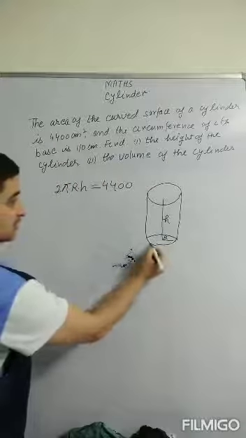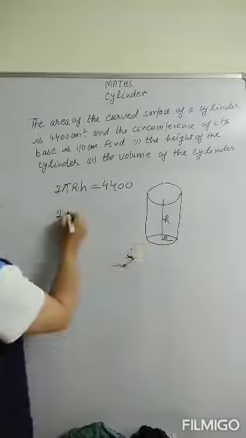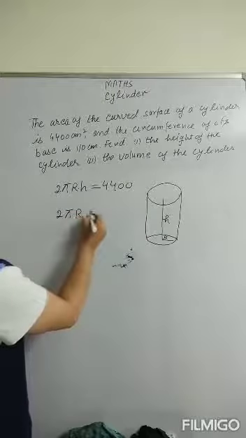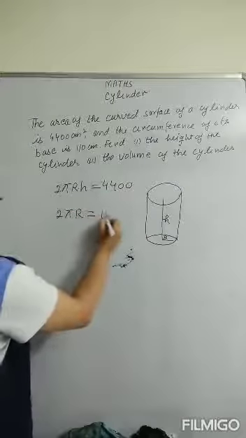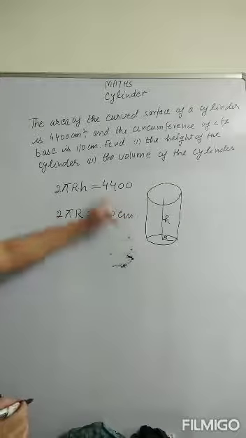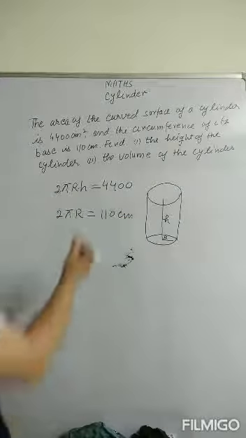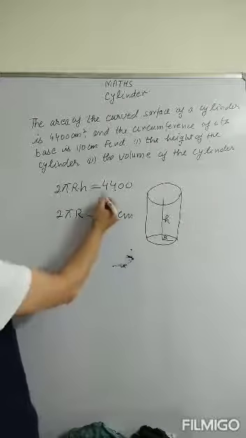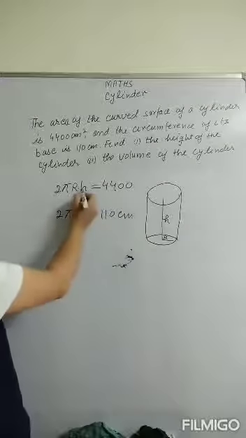And the circumference of its base is given to you, 110 centimeters. What is the circumference of the base? Circumference is how much? 2 pi r. This is given to you, how much? 110 centimeters. These two things are given to you. Now with the help of these two equations, first you find the value of h.